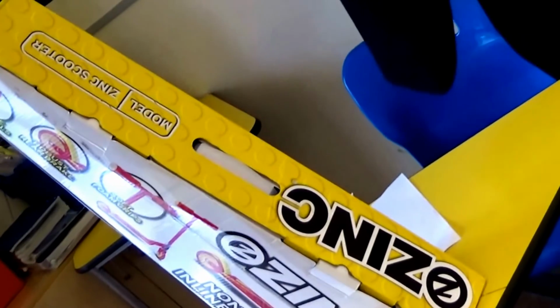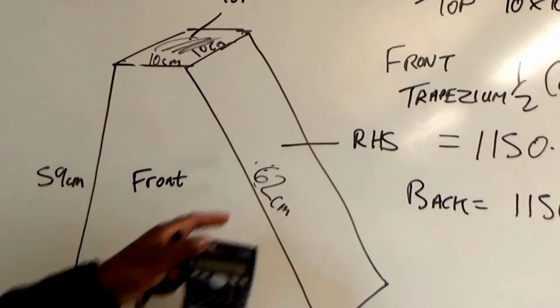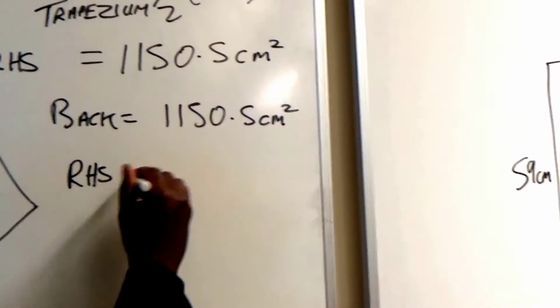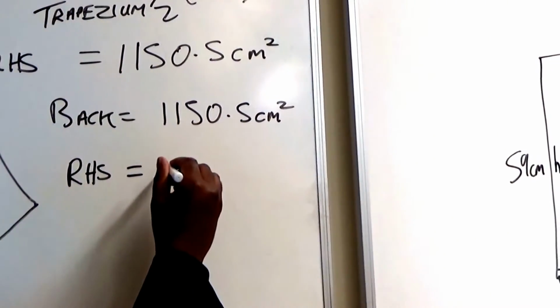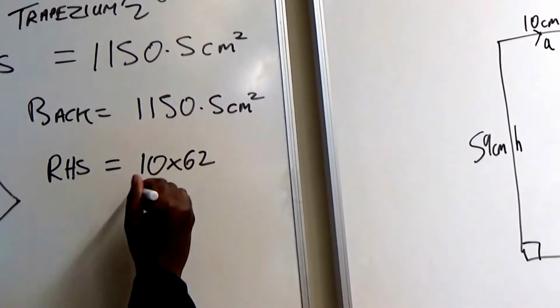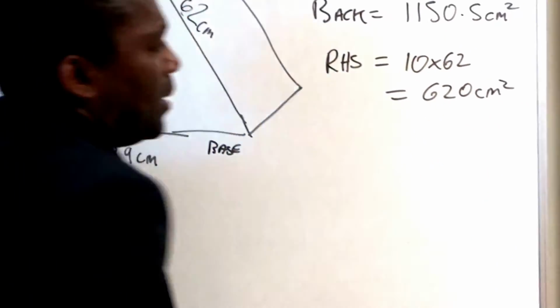Then we're going to look at this rectangle that's on a slope. So the width of it is 10. The length of it is 62. Okay? So the right hand side, it's a rectangle. So it's the base times the height. So the base is 10, like I said, times the 62, and that equals 620 centimetres squared.